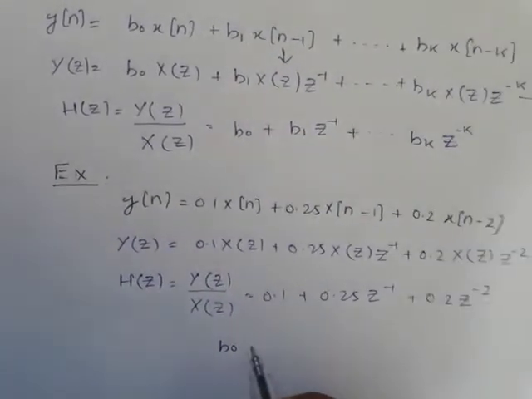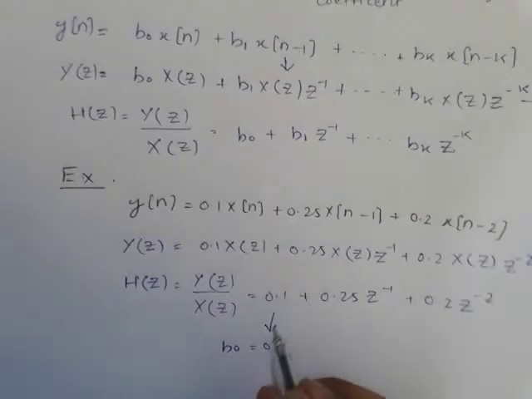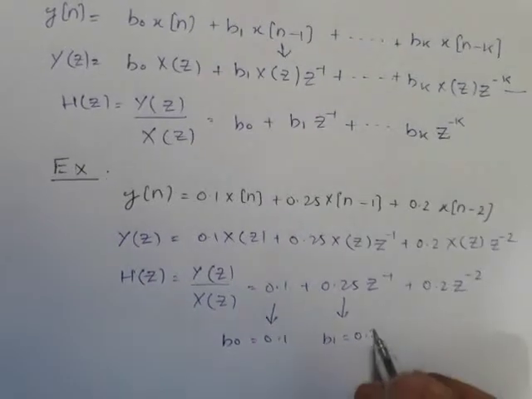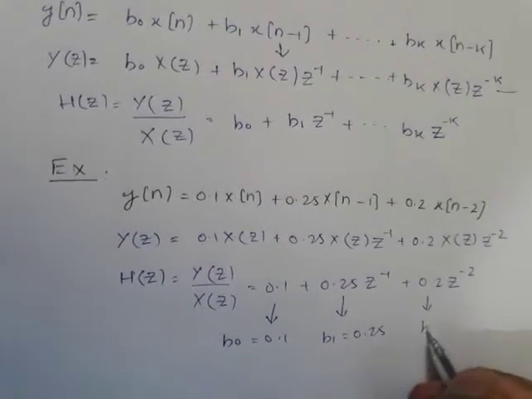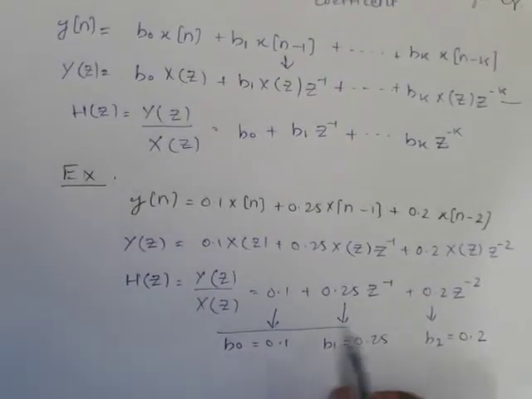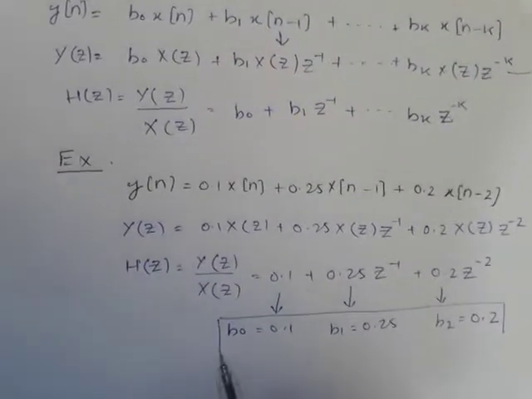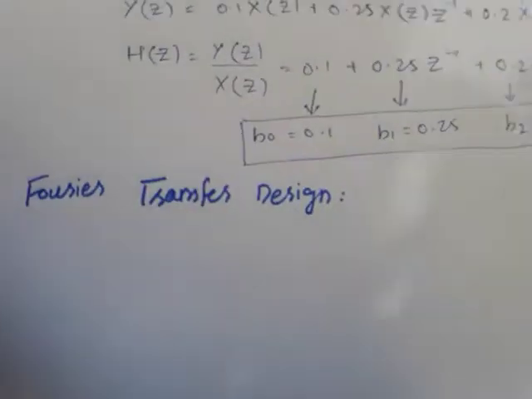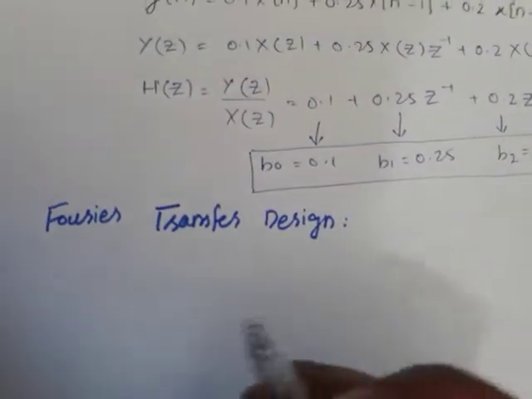So here we get b0 equal to 0.1, this one is b1, which is 0.25, and this one is b2, which is 0.2. So these are our required coefficients for this example. Next is the Fourier transform design.